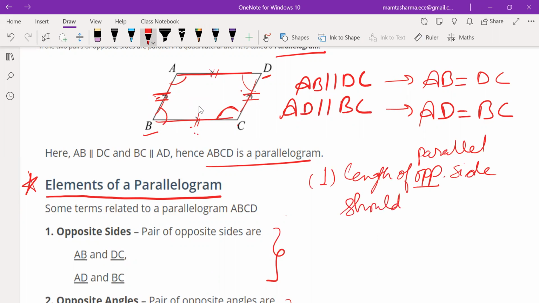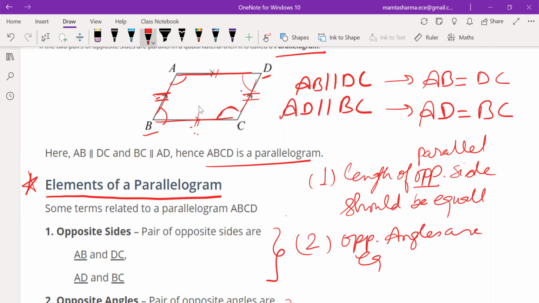Okay, first property is this one: the length of parallel or opposite sides should be equal. Second property is opposite angles are equal. So what are the opposite angles here? B and D are opposite angles, they are equal. This is the property of parallelogram. And angle A will be equal to angle C.